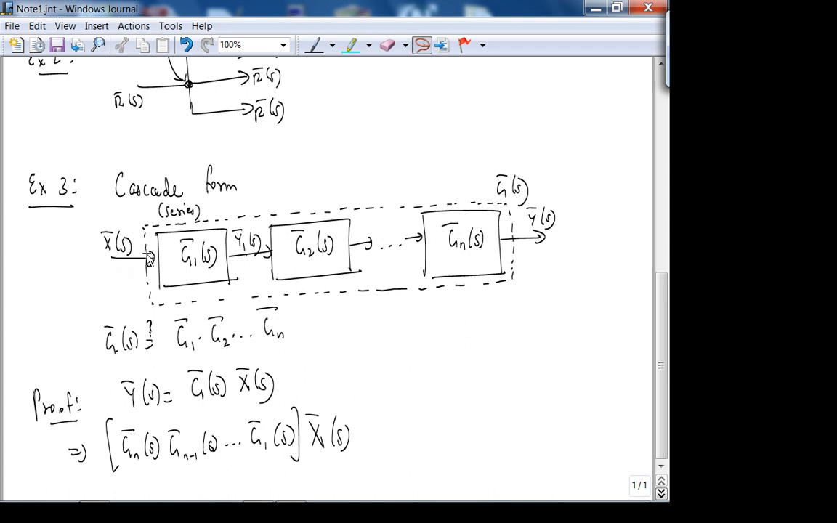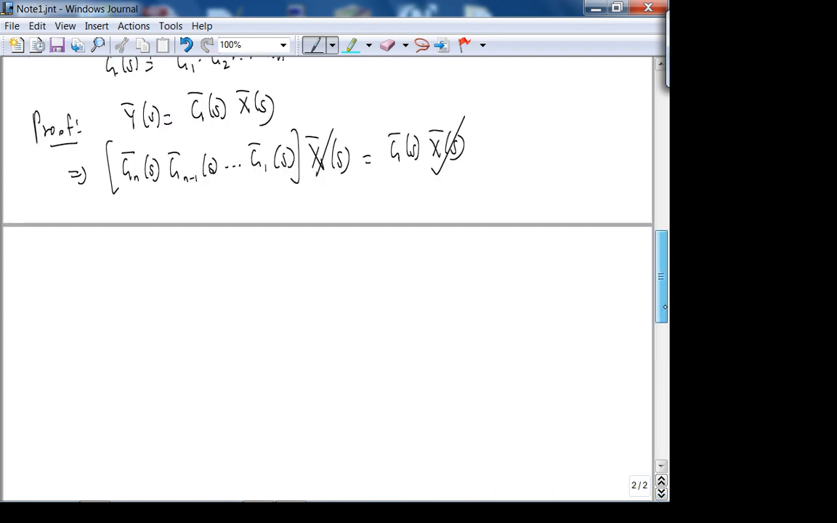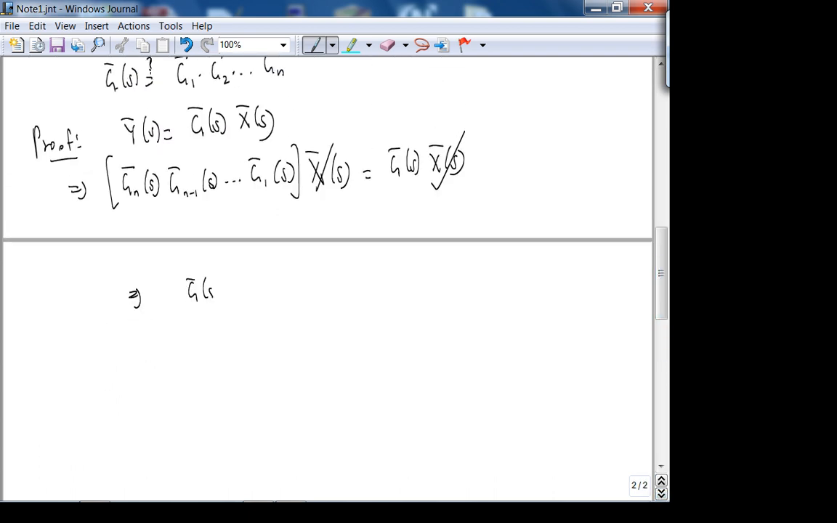So my X comes in, multiplied by G1 gives me Y1, okay? But then Y1 multiplied by G2 gives me Y2, correct? I can keep chaining it that way till I get this relationship, yes? So it's equal to G of s, X of s. So the X of s is canceled. So there it is. Therefore, G of s is G1, G2, dot dot dot, Gn. And notice another thing I did.